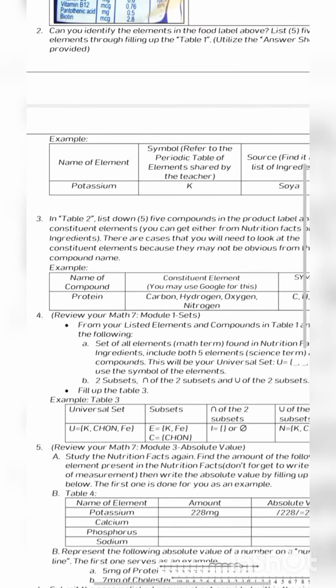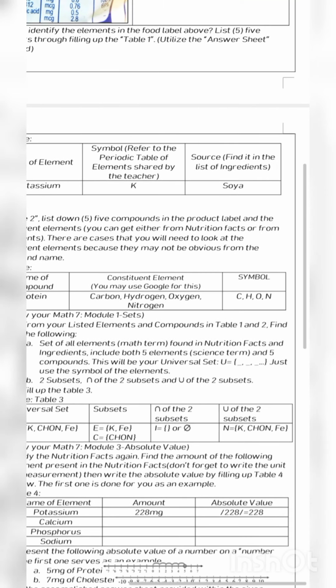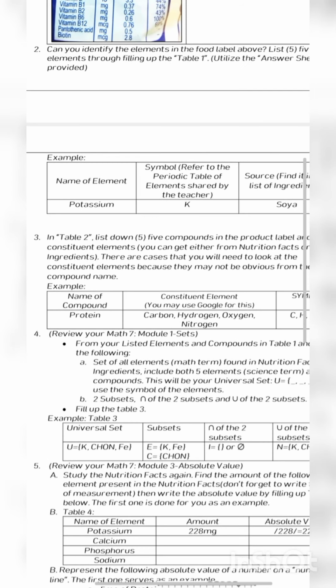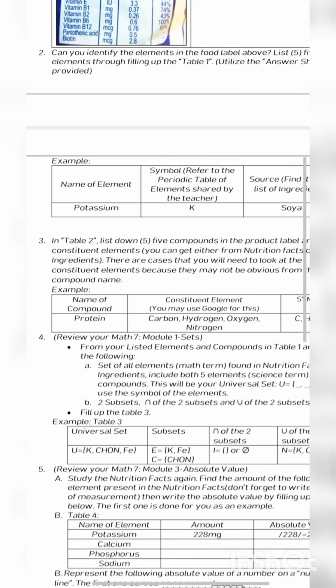K. So, dito naman sa source. So, andito yan siya sa ingredients. So, makikita natin ang potassium dito sa soya. So, again, you can use your Google to help you find the source. Procedure number 3. In table 2, list down 5 compounds in the product label and the constituent elements. You can get either from nutrition facts or from ingredients.